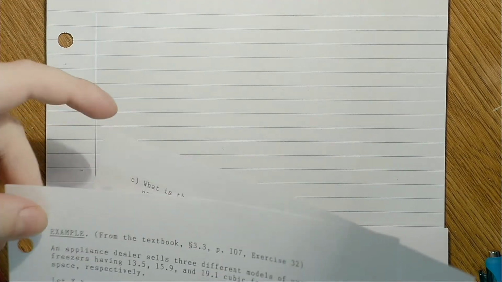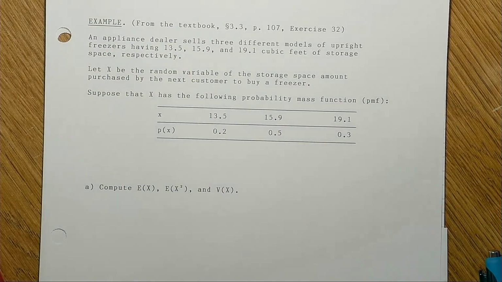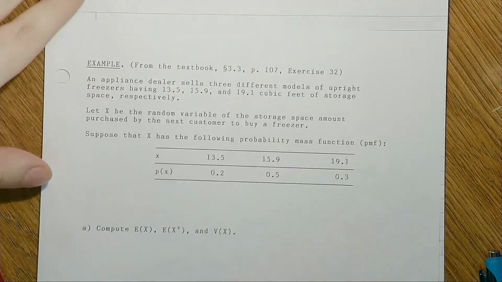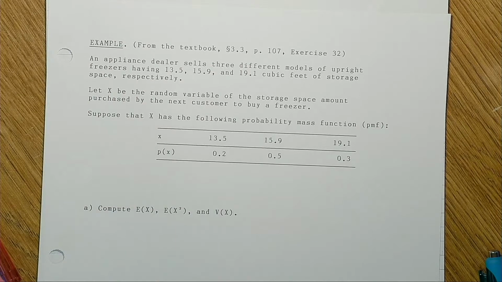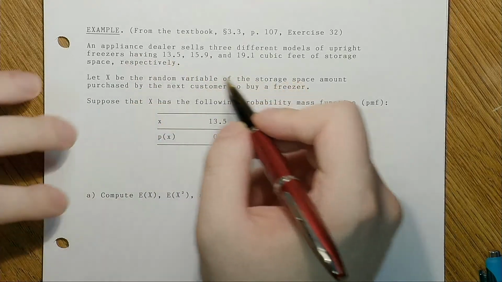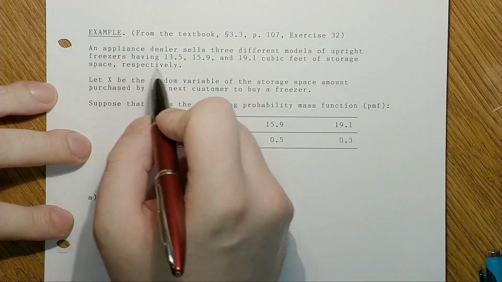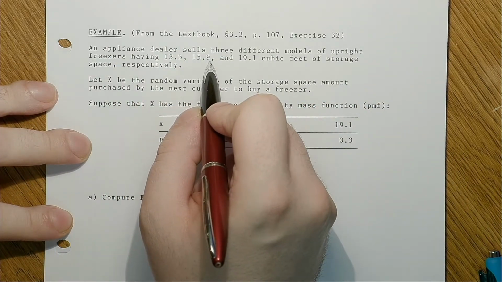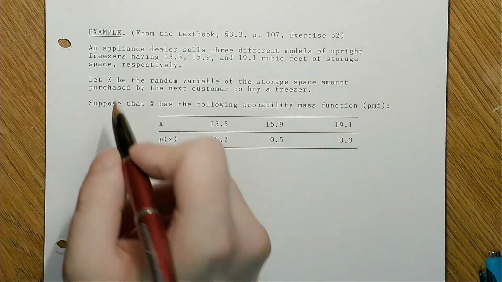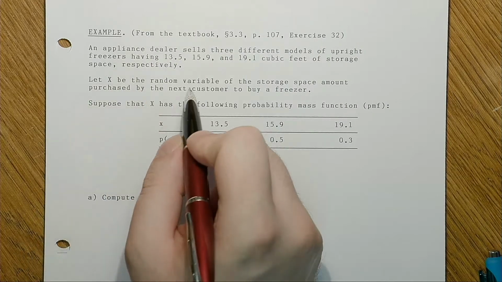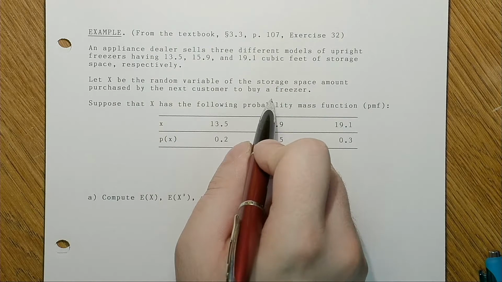Okay. And lastly, here is an example which we'll use to summarize all that we've covered in today's lecture. An appliance dealer sells 3 different models of upright freezers having 13.5, 15.9, and 19.9 cubic feet of storage space, respectively. What they're going to do is let x be the random variable of the storage space amount purchased by the next customer to buy a freezer.